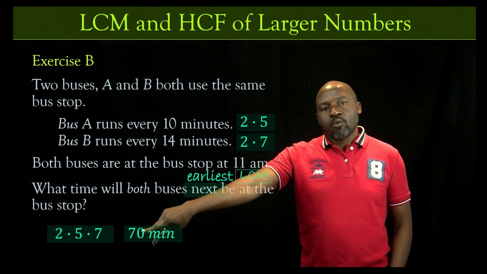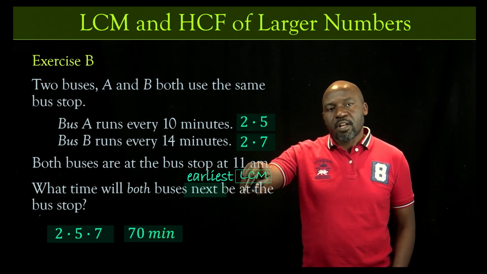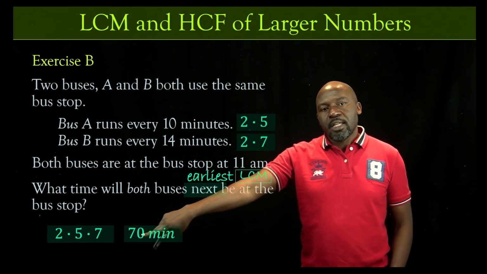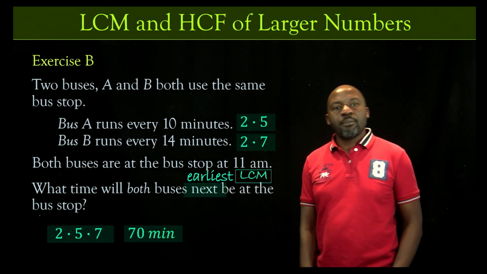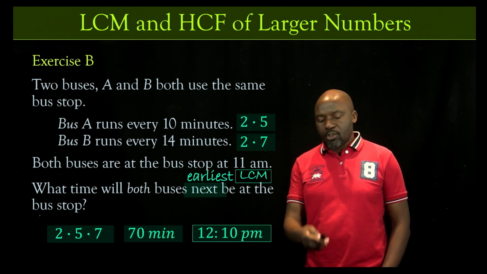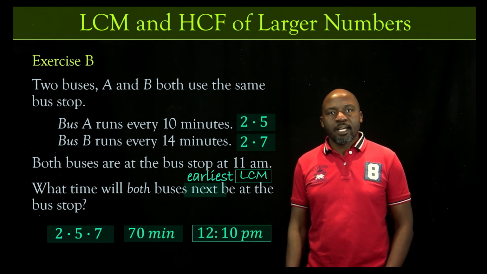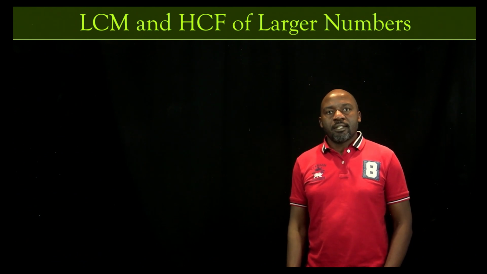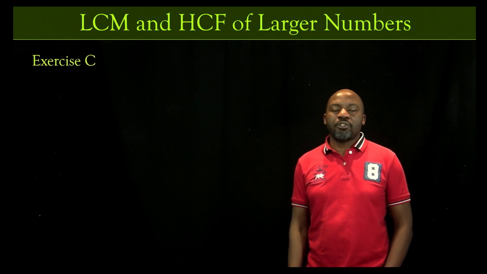That is, 60 minutes is 1 hour, so that takes us to 12 noon. And there is 10 minutes left there. So the next time they come in will be 12:10. The next time they are in together is going to be 12:10. I hope you understood that. Exercise C, or question C if you like.